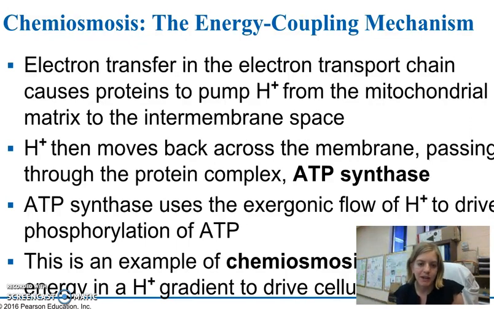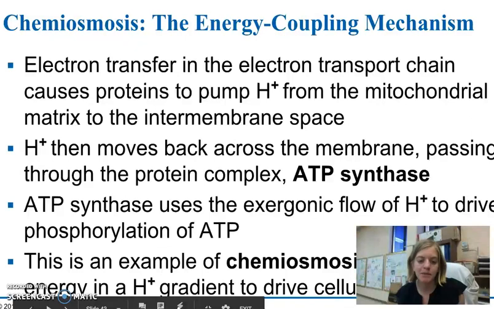And so what's going to happen is through this process, electrons go through the transport chain, and these proteins, after they pass an electron through, pump out a hydrogen ion, aka a proton, from the mitochondrial matrix to the intermembrane space. That hydrogen then moves back across the membrane and passes through a protein complex called ATP synthase. And if you remember, anything that ends in an ASE is an enzyme, and because it starts with synth, we know that means to make, so ATP synthase makes ATP.